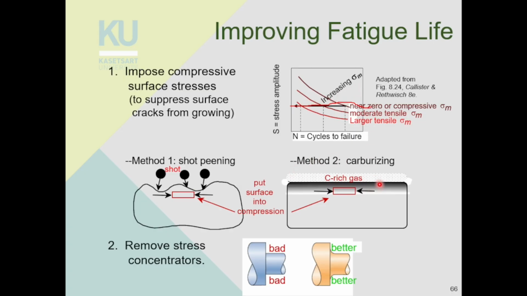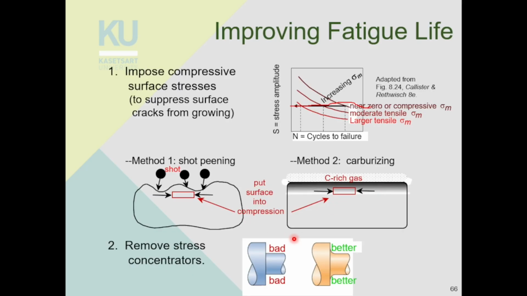Or you can do the carburizing process. So instead of shooting it with stainless steel shots, you are introducing carbon atoms on the surface, right? So you're putting your specimen in a furnace, and in that furnace it is carbon rich. You have carbon dioxide, carbon monoxide, and methane gas. You heat it up, and the carbon will stick to the surface, and the carbon atoms will move inside the surface, making the surface of the specimen more crowded. So you have more compressive stress, and that will make the fatigue life better.